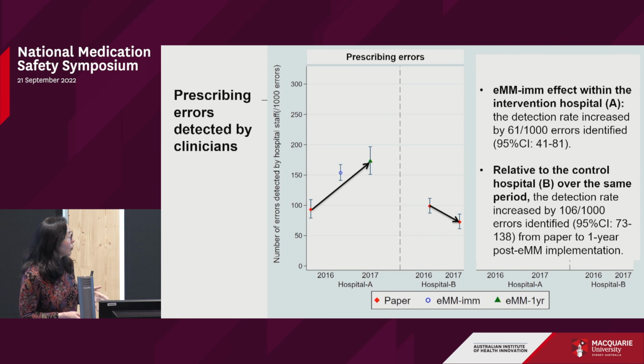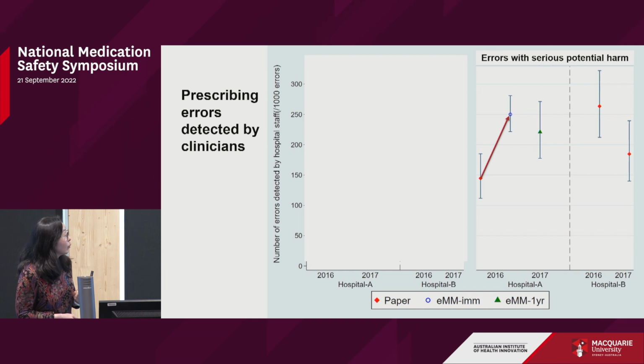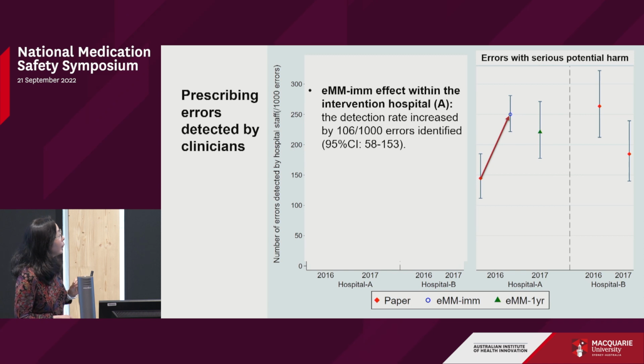So relative to the control hospital, we see the detection rate increased by 106 per 1,000 errors identified. In other words, basically a 10.6% increase in the detection rate from the paper to 1 year post eMM. For the errors with serious potential harm, again, you see a big increase, the red arrow went up, immediately after implementation of eMM. Then the detection rate increased by 106 per 1,000 errors identified, 10.6%.